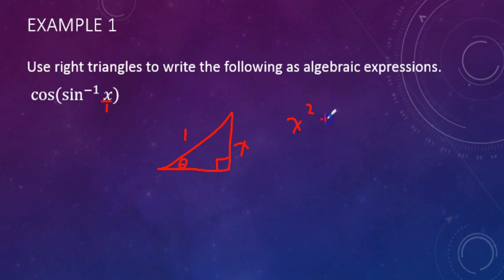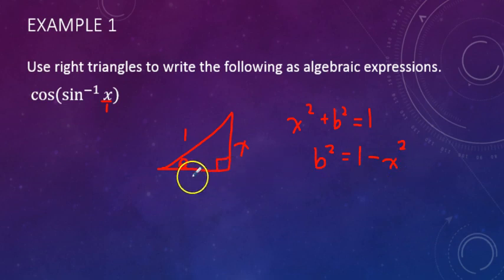plus, and it doesn't matter what I use for the second side of the triangle, in this case I'll treat it as b squared, is equal to 1 squared. So now I need to solve for that missing side, which in this case is b squared. So I'm going to write b squared is equal to 1 minus x squared.